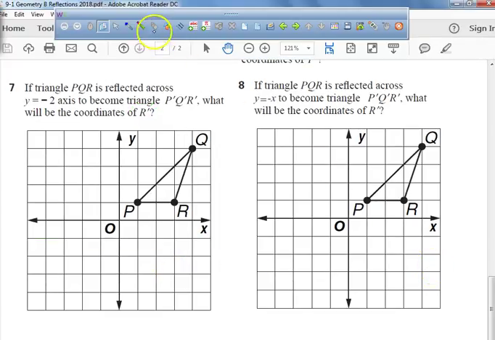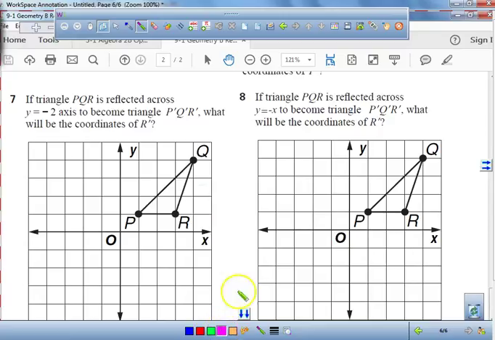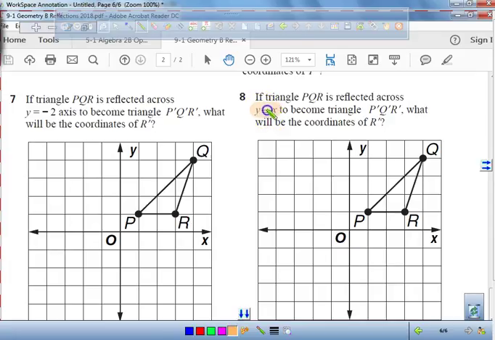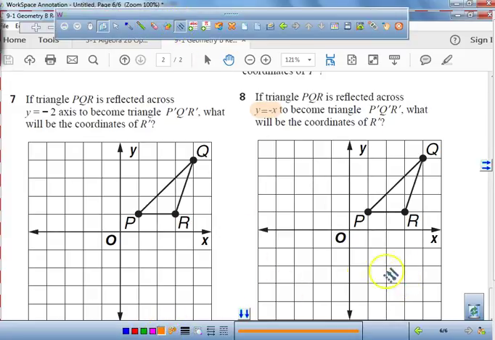All right, here is the final problem. This is the kind of trickiest problem out of all of them. It says you need to reflect it across y equals negative x. Now, y equals negative x is a line where all of the y values are the negative x values. This is what that line looks like. I'll give you a chance to draw that line in.